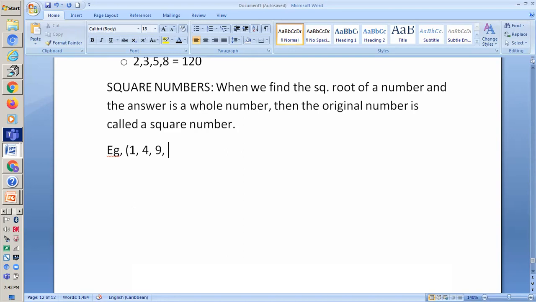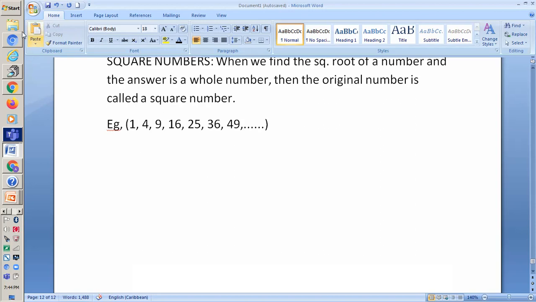What's the next number? 16. And then 25. What next? 36. Are you guys seeing a pattern? Yes, sir. Then what? 49. And it goes on, not true?